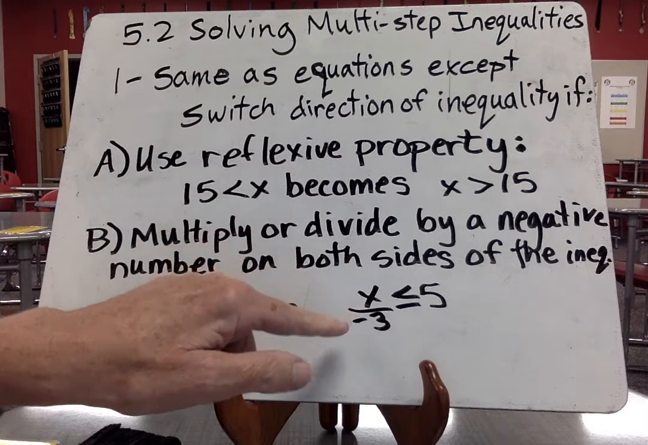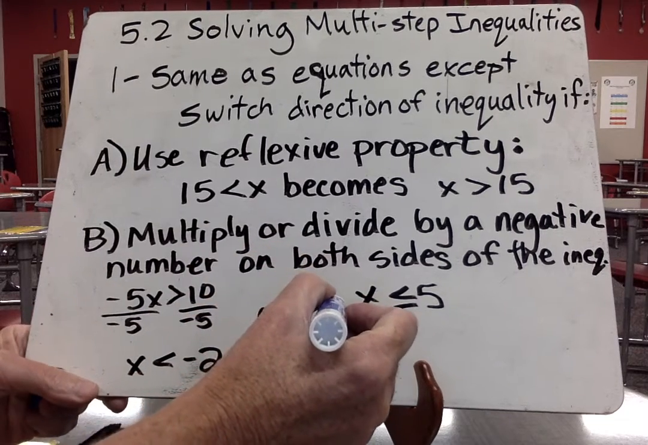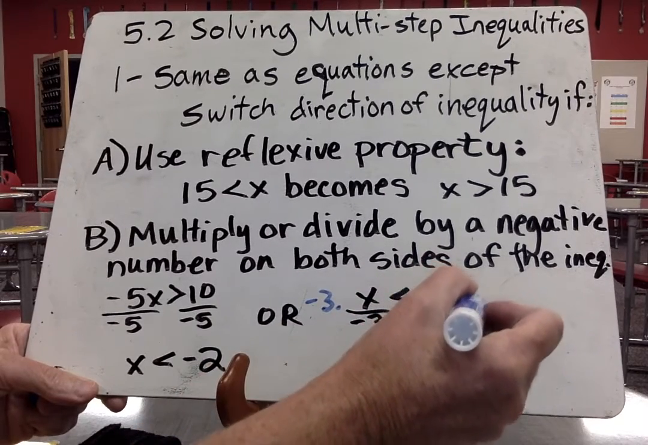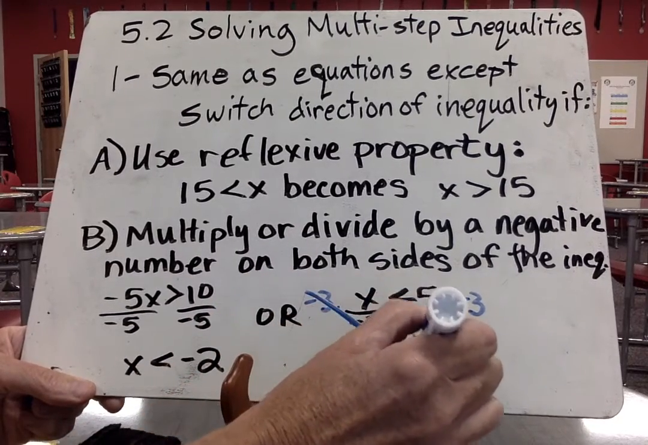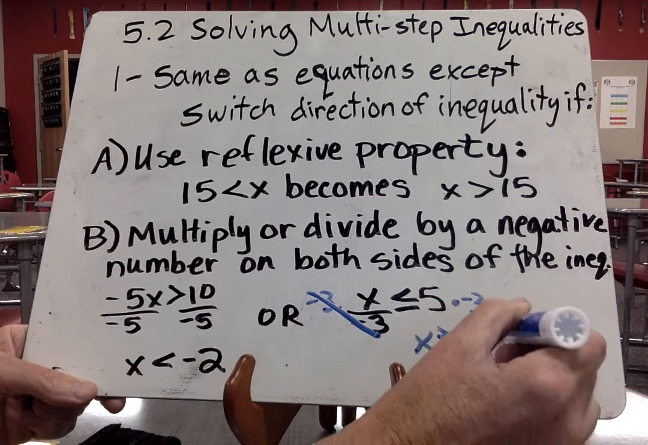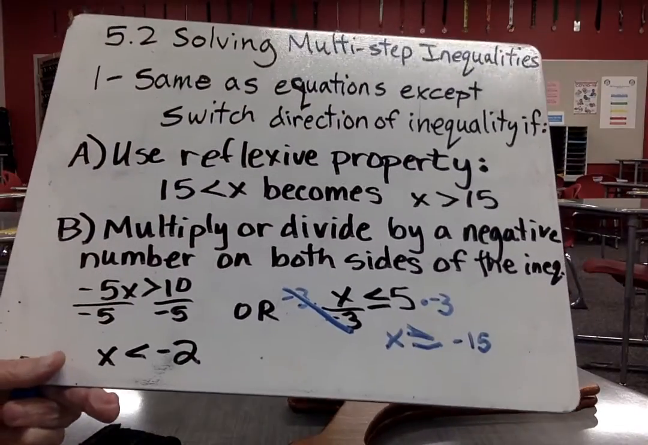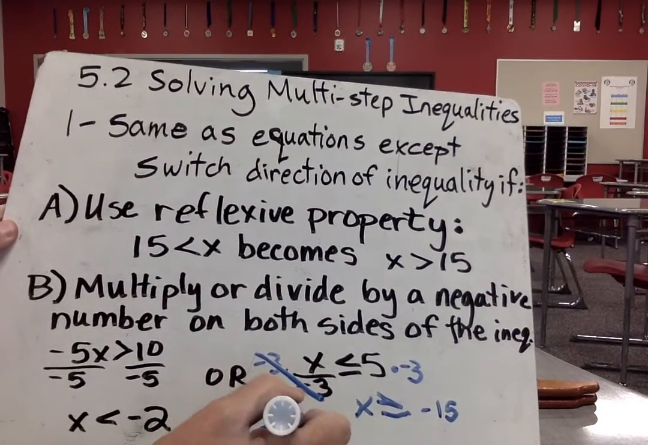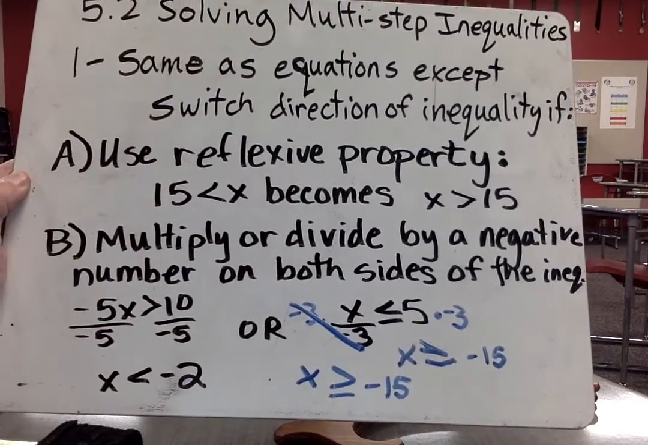Or if you have x divided by negative 3 is less than or equal to 5, what you would have to do is multiply that by negative 3 and this by negative 3. So then your solution would be, cancel that out, x, instead of less than or equal to, it becomes greater than or equal to negative 15. And there you would have your answer. So again, x greater than or equal to negative 15. And hopefully you can see that okay.